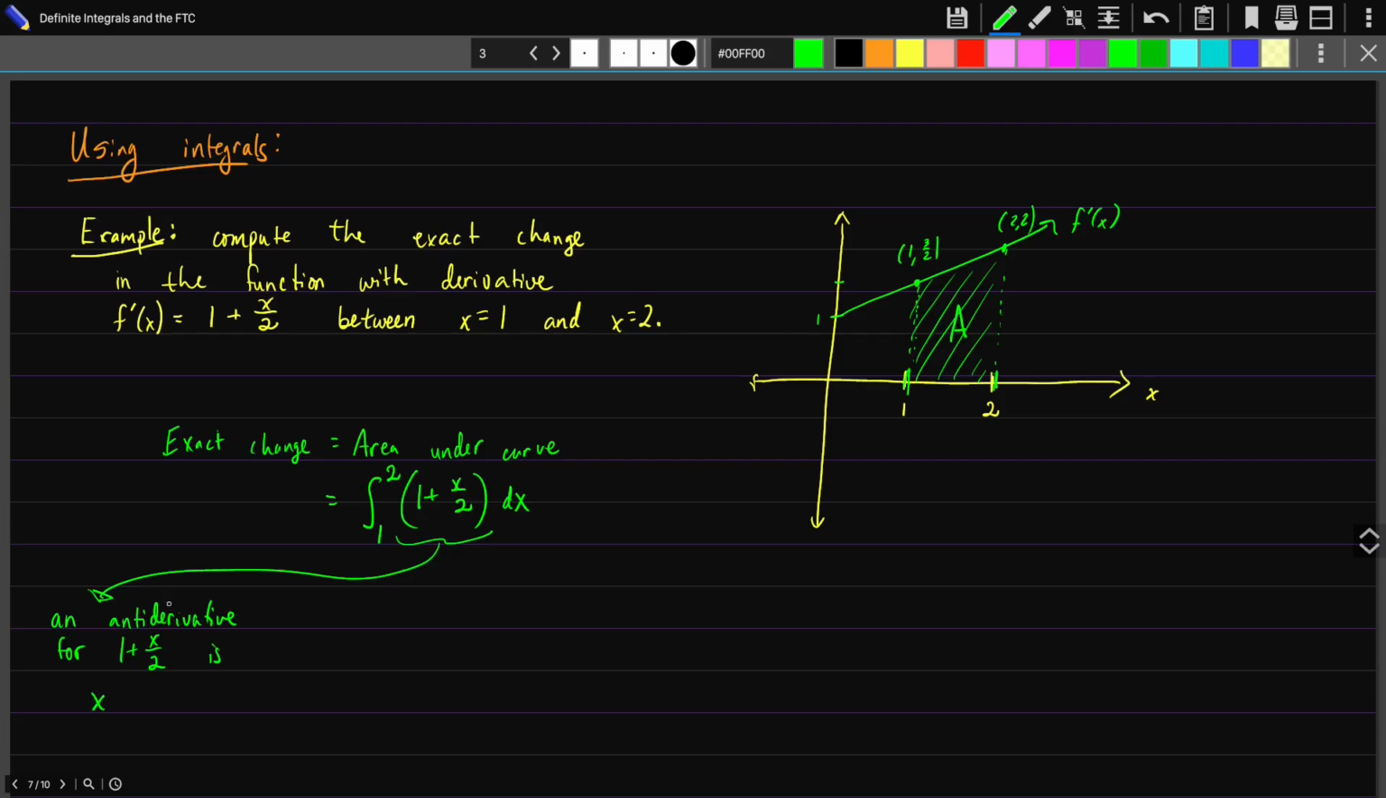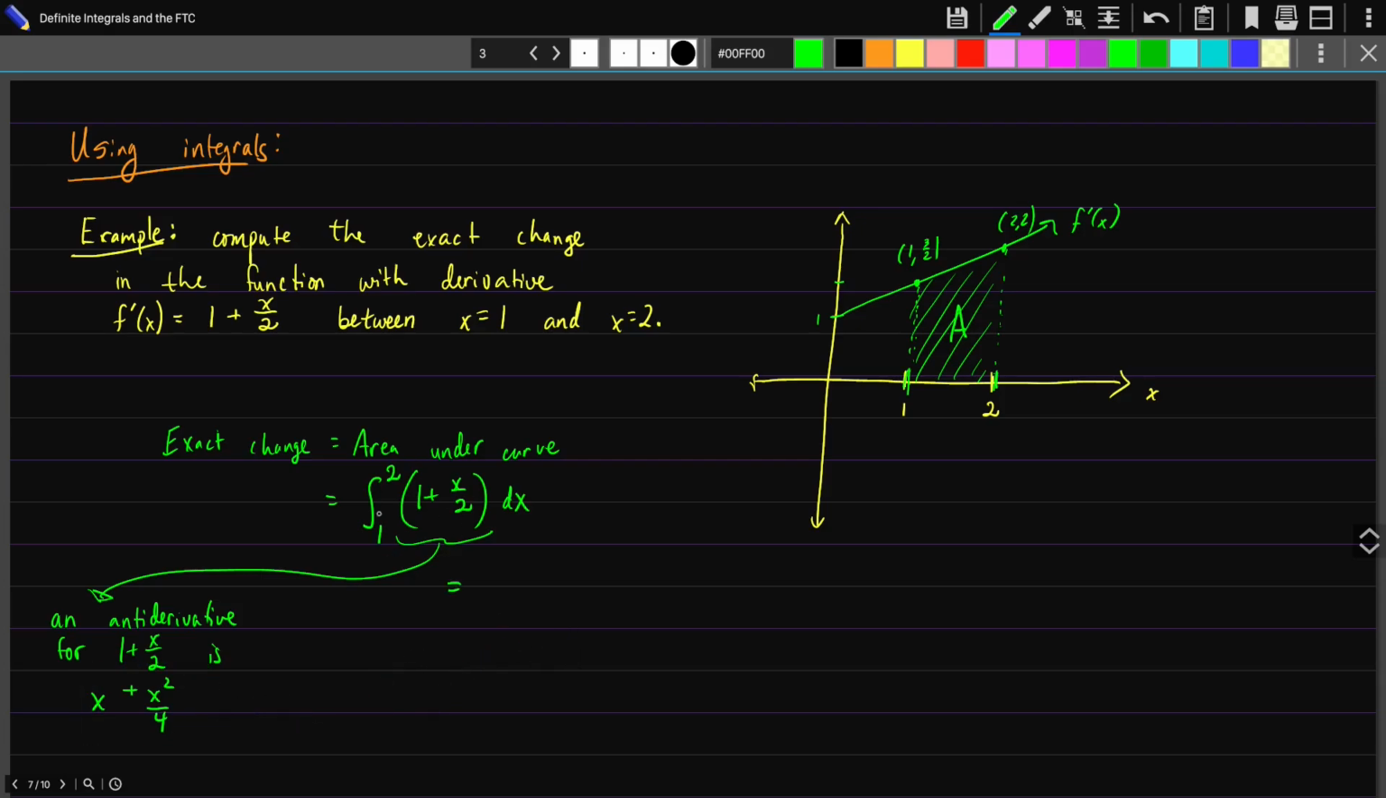So one antiderivative that'll work is x plus x squared over 4. And we can check that. If we take the derivative of that, what we find is that we get 1 plus 2x over 4, which is equal to 1 plus x over 2, and that's the function we started with, so we're good. So this is our antiderivative.